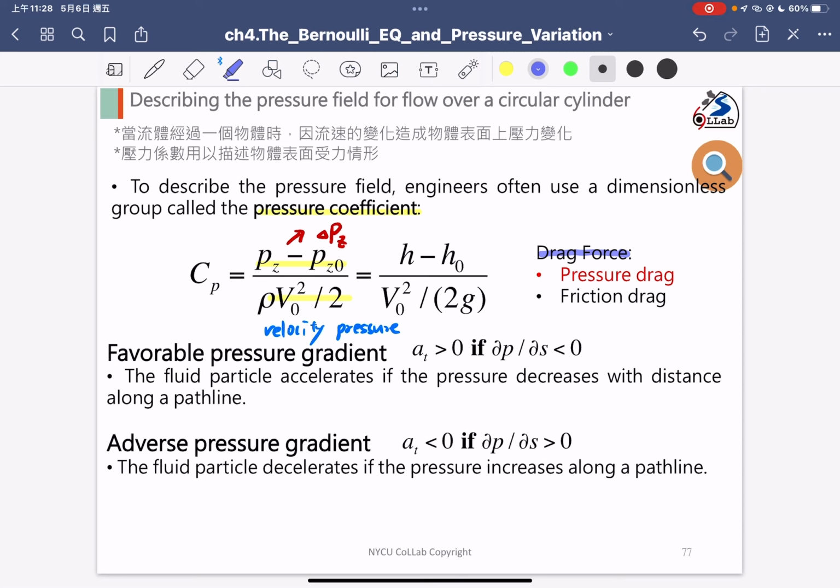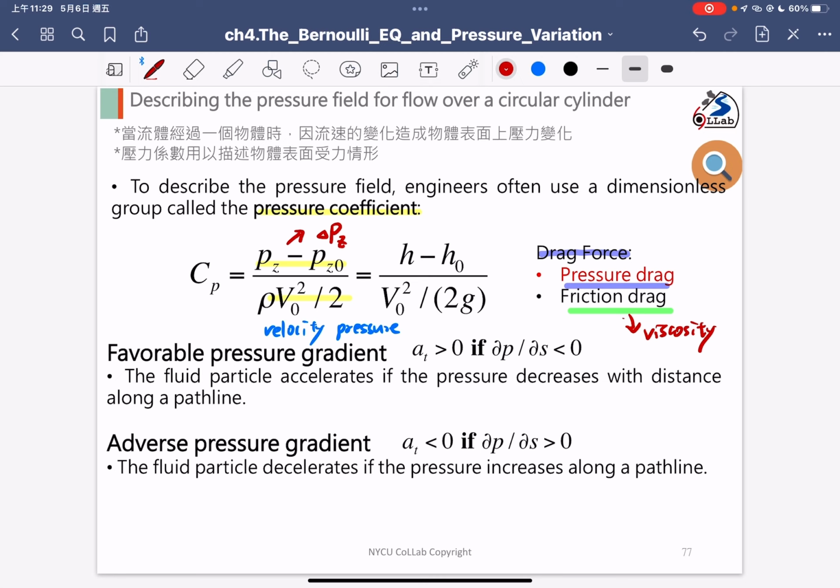The drag force is one of the forces acting on the particle surface. And we can separate two forces related to the drag. The first one is the pressure drag, and the second one is the frictional drag. And the frictional drag is usually related to the viscosity effect.